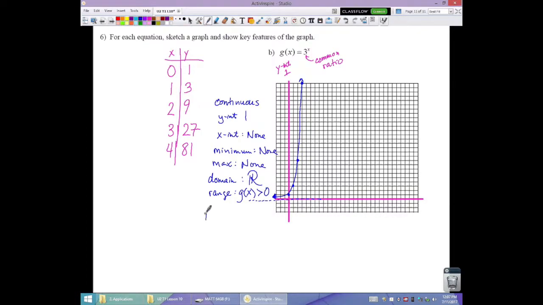It is increasing on its entire domain, the entire graph, so that's all real numbers. It doesn't ever decrease, so it's decreasing nowhere.